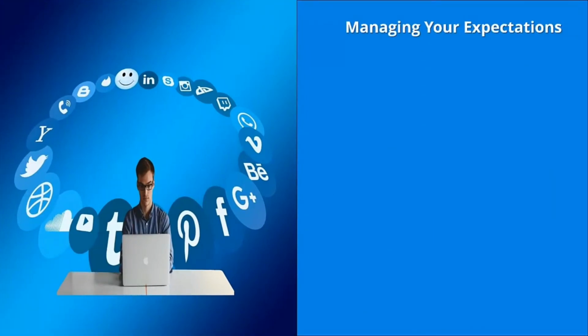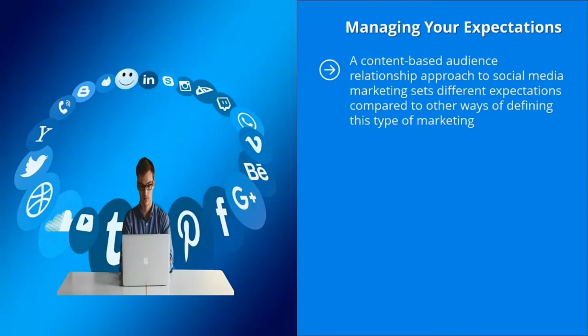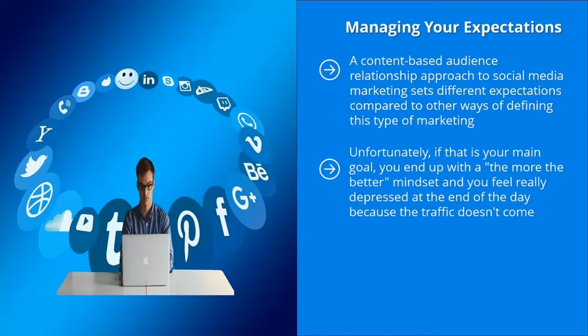Managing your expectations. A content-based audience relationship approach to social media marketing sets different expectations compared to other ways of defining this type of marketing. When you read the typical social media marketing book, for example, How to Dominate Twitter, the focus is on traffic. Unfortunately, if that is your main goal, you end up with a the more the better mindset, and you feel really depressed at the end of the day because the traffic doesn't come. Even if it does, there's not going to be enough of it. You have set yourself up to fail.